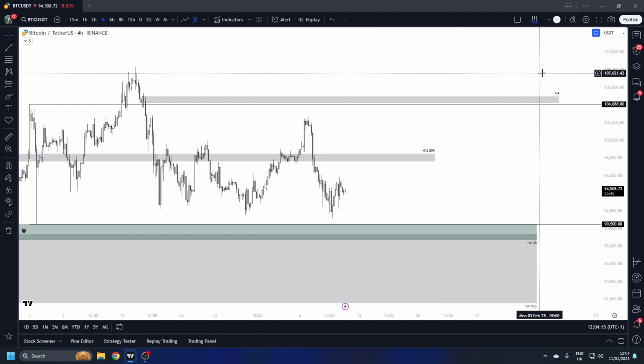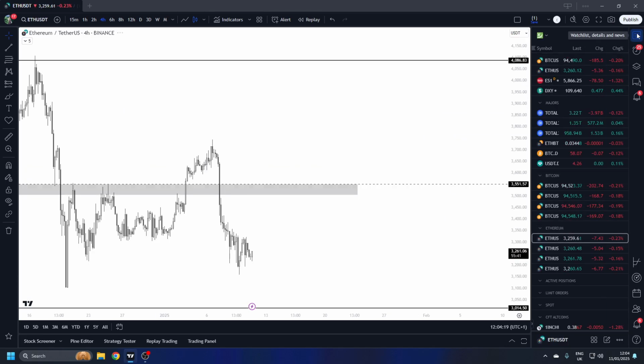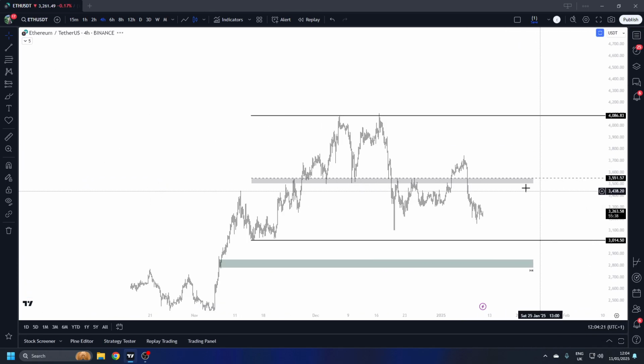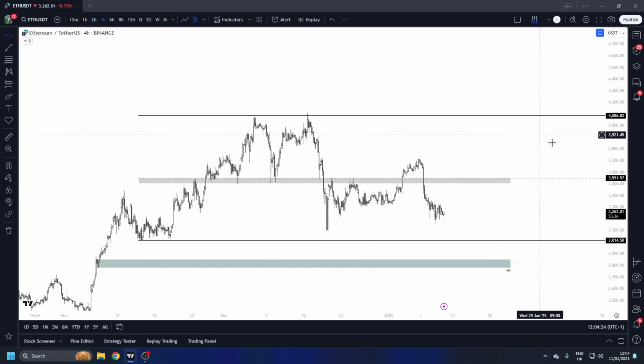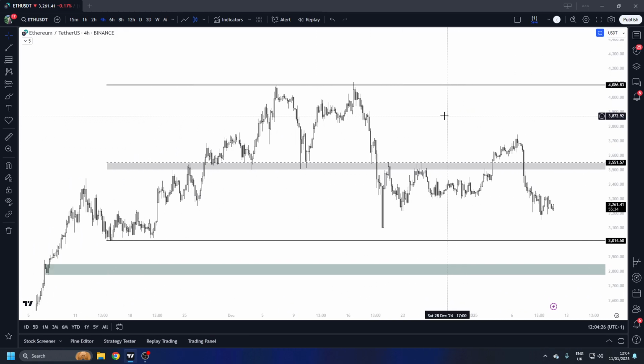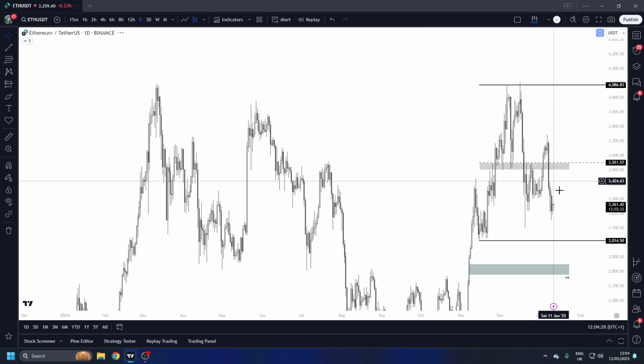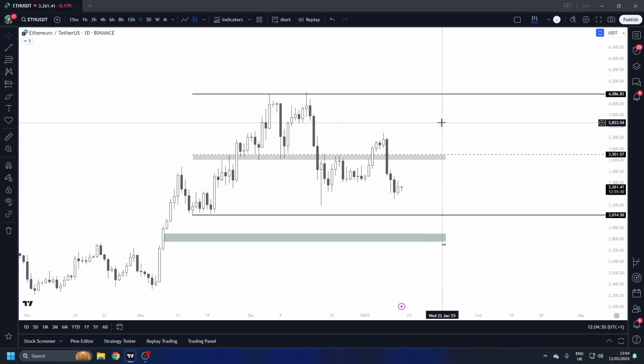Don't have really much more to say on that. Let's head over to Ethereum real quick. So this is very much the same chart, almost, in my opinion. But I'm just gonna go through it real quick here. Let's go on the daily actually. So let's go on the weekly.